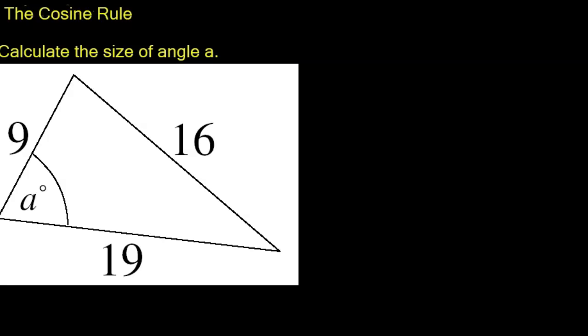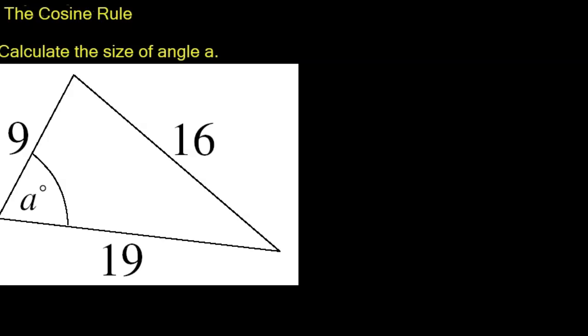In this problem, we are being asked to find the size of angle A, and we ask ourselves, can the sine rule help us? Absolutely not, because for the sine rule to work, you need an angle, and you also need the side opposite to that angle. And as it stands now, we don't know any of the angles of this triangle. So we have no option but to turn to the cosine rule.